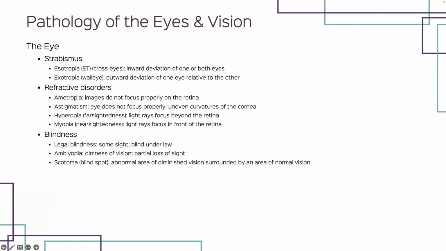Strabismus, that is just going to be a deviation of the eye. So it's either going to go inwards or outwards. Your astigmatism, so your eyes just aren't able to focus properly. I have astigmatism. Sometimes it doesn't bother me during the day. But if I'm driving at night, then that is when it tends to bother me more than not.